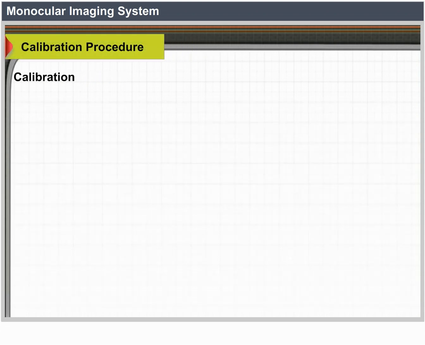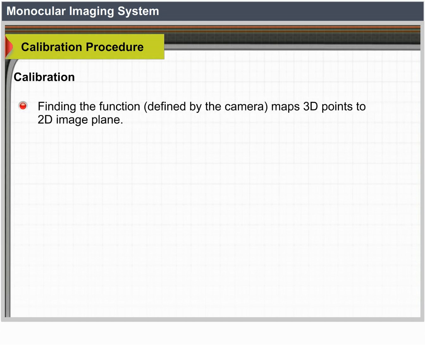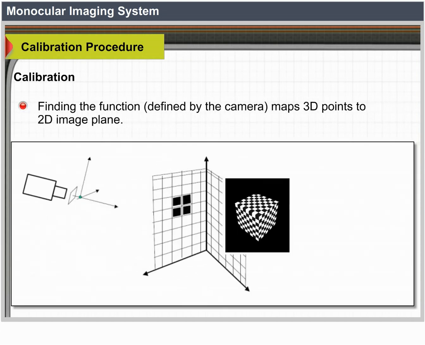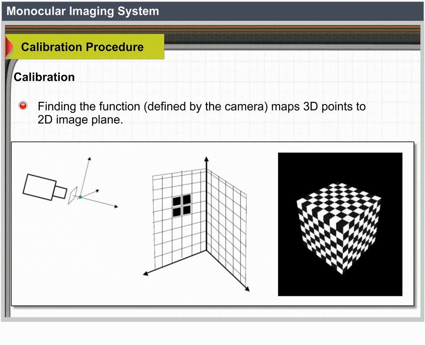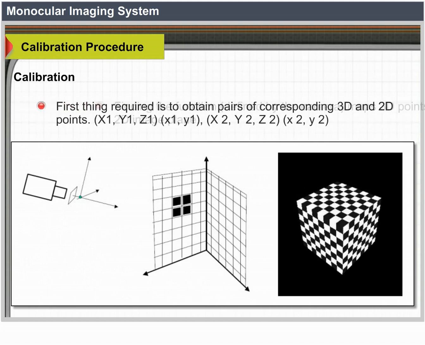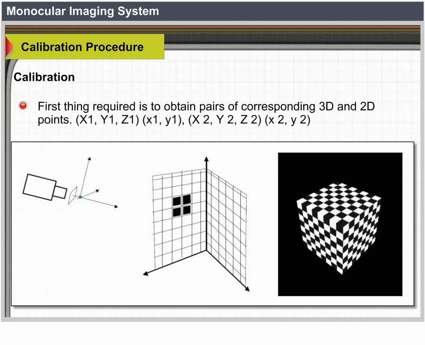Calibration: finding the function defined by the camera that maps 3D points to a 2D image plane. The first thing required is to obtain pairs of corresponding 3D and 2D points: capital X1, Y1, Z1 into small x1, y1; capital X2, Y2, Z2 into small x2, y2; and so on.